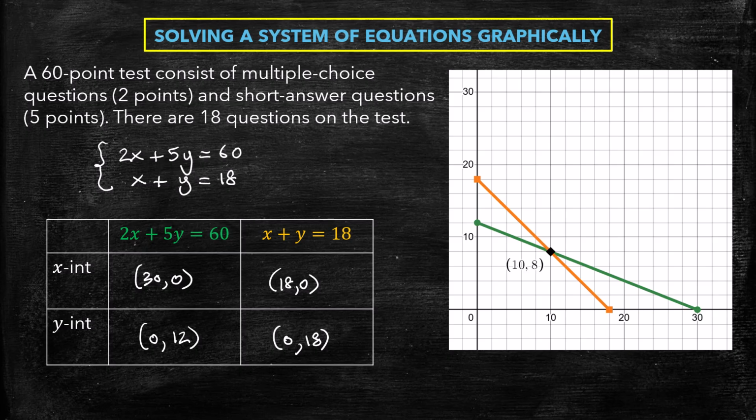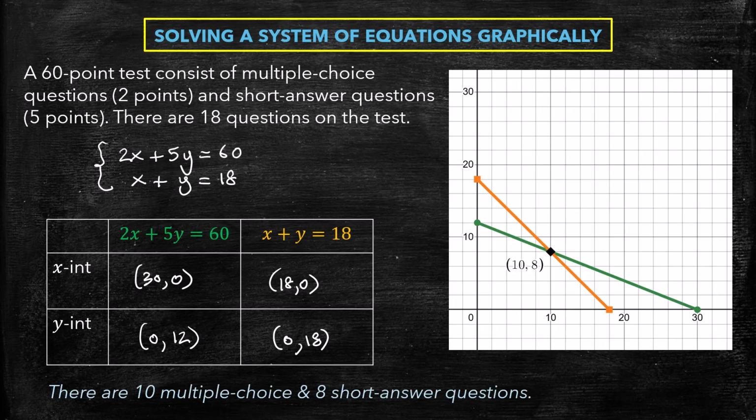And what does that actually mean? So x is 10, y is 8. That means there are 10 multiple choice questions and 8 short answer questions.